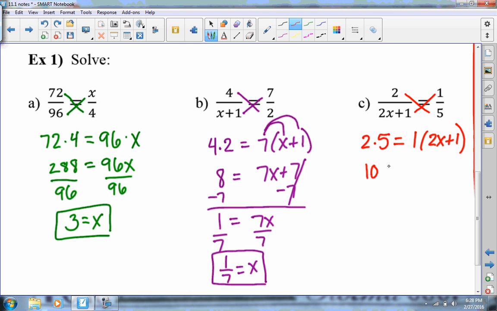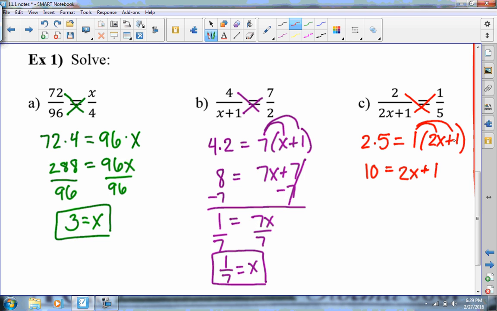So 2 times 5 is 10. And then here I have to distribute the 1 to the 2x and to the 1. So I really just get the 2x plus 1. But if this was a different number, if this was a 10, then I would have 10 times 2, which would be 20, and then 10 times 1, which would be 10. So here it's a nice multiplication just because we have a 1 that we're multiplying by the 2x and the 1.